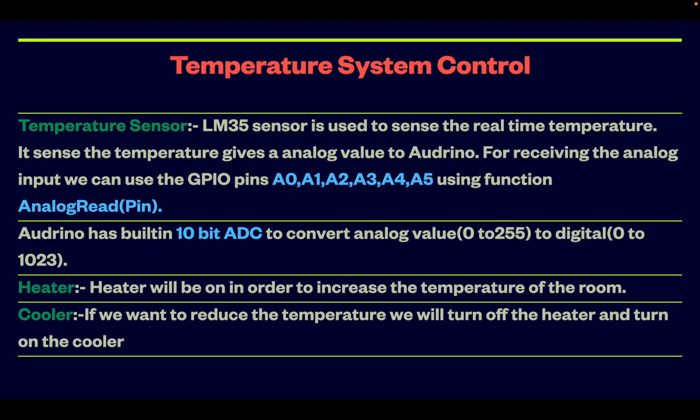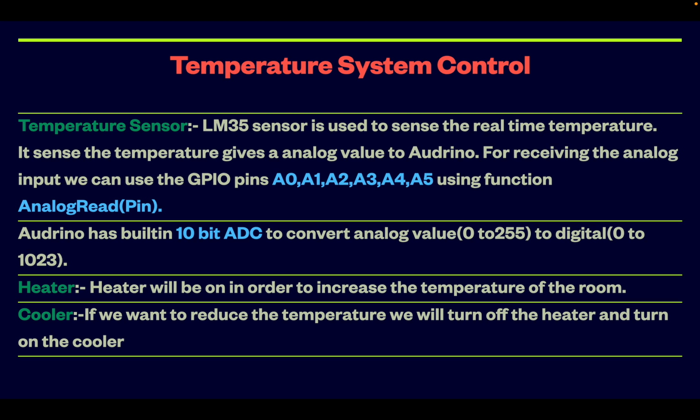Arduino has a built-in 10-bit ADC. As we know that LM35 gives an analog value, we first have to convert it to a digital value. So there is an inbuilt 10-bit ADC which converts our analog value, from 0 to 255, to a digital value, that is 0 to 1023. And it will also work in reverse, so that for 0 in analog, 1023 is selected. We are using that logic. So when analog is 0, the light is on.